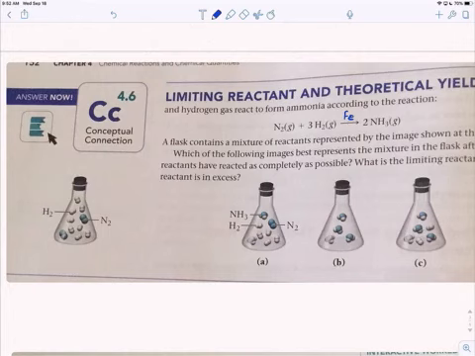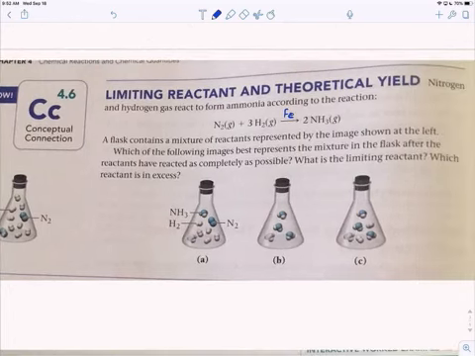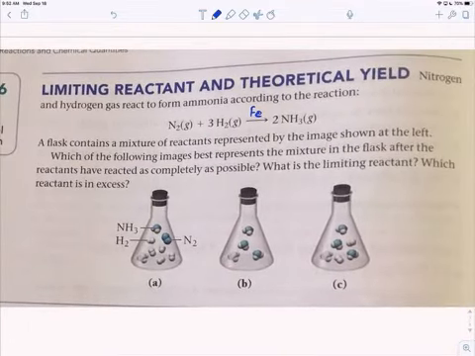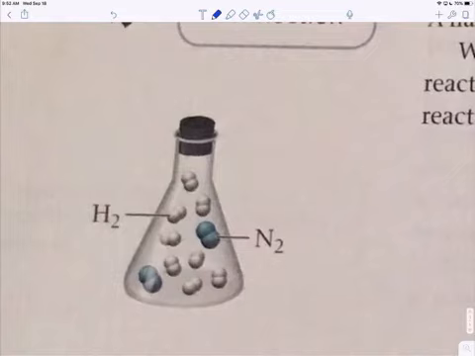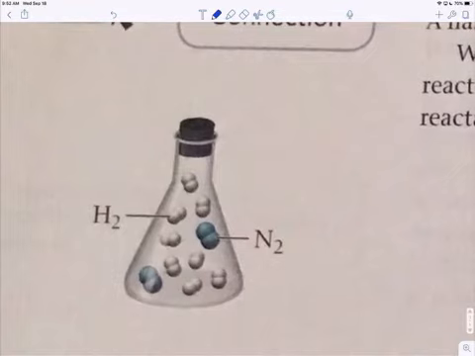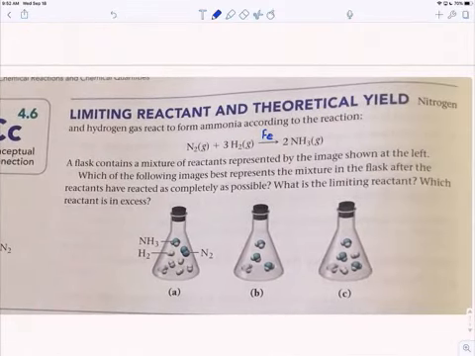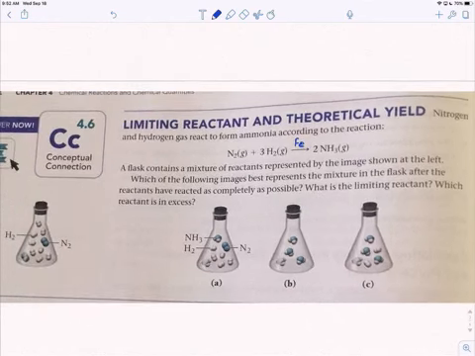Okay, ammonia is made this way. The flask: we start with this, the ratio between hydrogen and nitrogen. What represents the reaction, and which one's the limiting reagent? Hopefully you can see that.